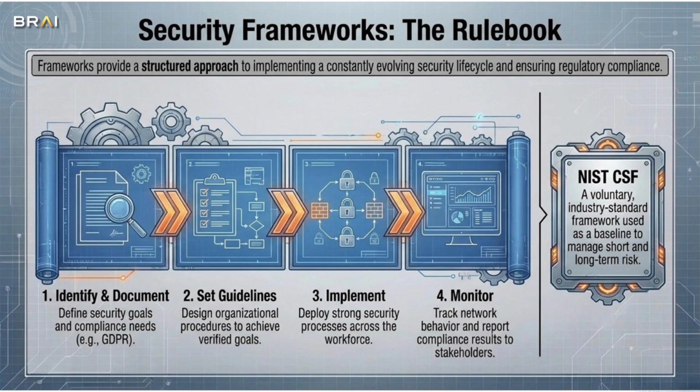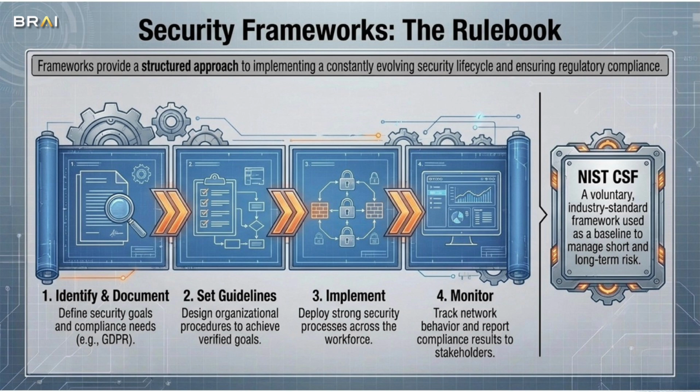How do organizations make sure they stay secure and compliant? They follow security frameworks. These frameworks provide a structured approach to implementing the security lifecycle and ensuring regulatory compliance. The process follows 4 main steps. 1. Identify and document. Define security goals and compliance needs like GDPR. 2. Set guidelines. Design organizational procedures to achieve verified goals. 3. Implement. Deploy strong security processes across the entire workforce. And 4. Monitor. Track network behavior and report compliance results to stakeholders.